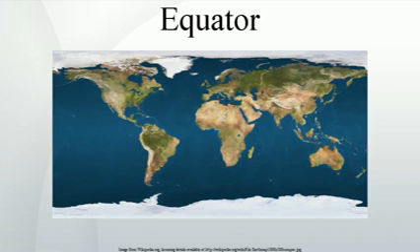Earth's equator is about 40,075 kilometers long. 78.7% is across water and 21.3% is over land.